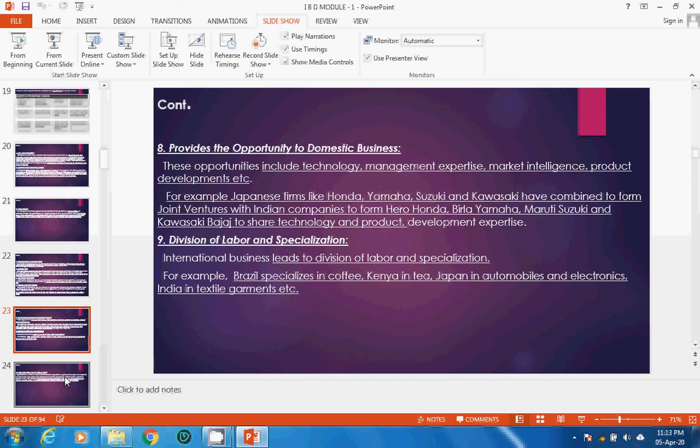Division of labor and specialization. International business leads to division of labor and specialization. For example, Brazil specialized in coffee production, Kenya in tea production, Japan in automobiles and electronics, India in textiles, garments, etc. These are the countries where more quantities can be produced. So those international firms are able to export such products in which they have specialization.